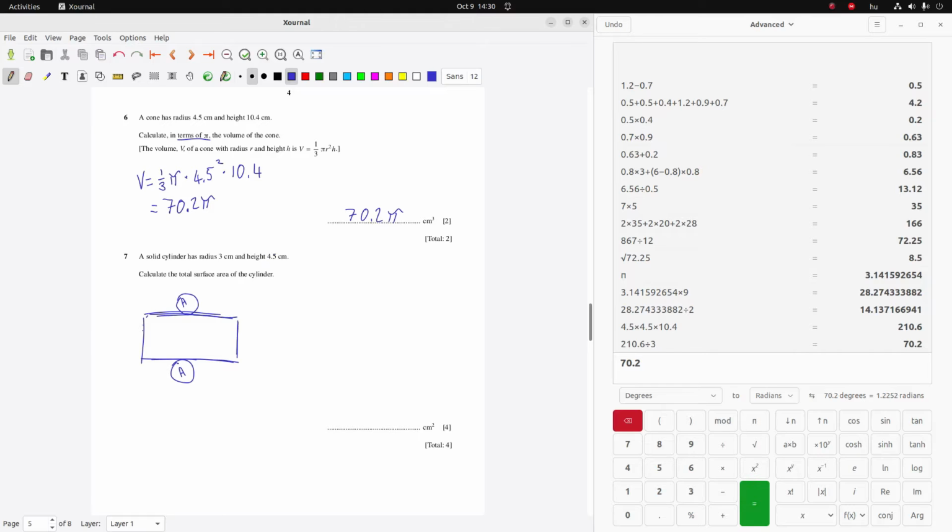We end up with a height, which we know is 4.5, and this distance is equal to the circumference of the circle, right? So in the end we have 2 times A, because we're just summing up the areas of the surface of the cylinder, plus C times H. So that's an easy way to remember in case you forget.